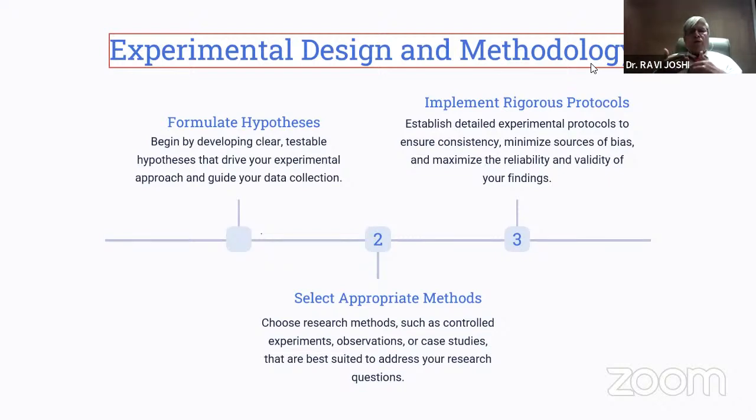How are we going to formulate the hypothesis? Begin by developing clear, testable hypotheses that drive your experimental approach and create data collection. It's not only related to experimental research, but science experimentation too. Select the appropriate method in the research as well as in the experimentation, and follow the SOP.